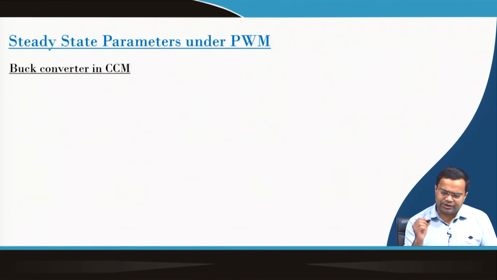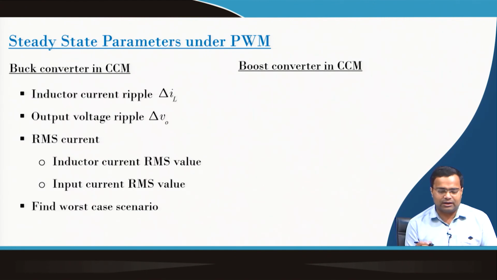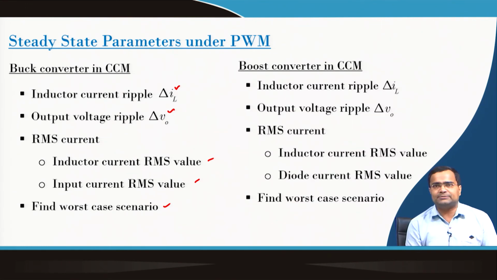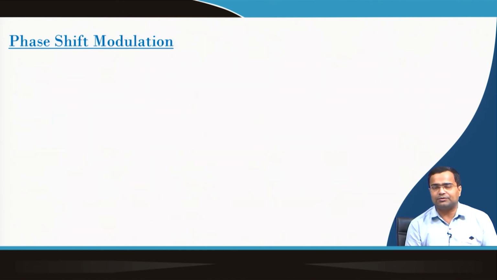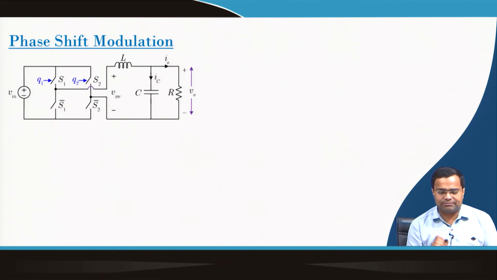Using this pulse width modulation for a buck converter, if we want to set some inductor ripple current, we can also find the output voltage ripple, RMS current, inductor value, and input current, and we have already computed this RMS ripple current in the previous lectures. So, we can design for the worst case scenario for pulse width modulation. We can do the same exercise for a boost converter, and find the ripple current, ripple voltage, RMS current, and so on.